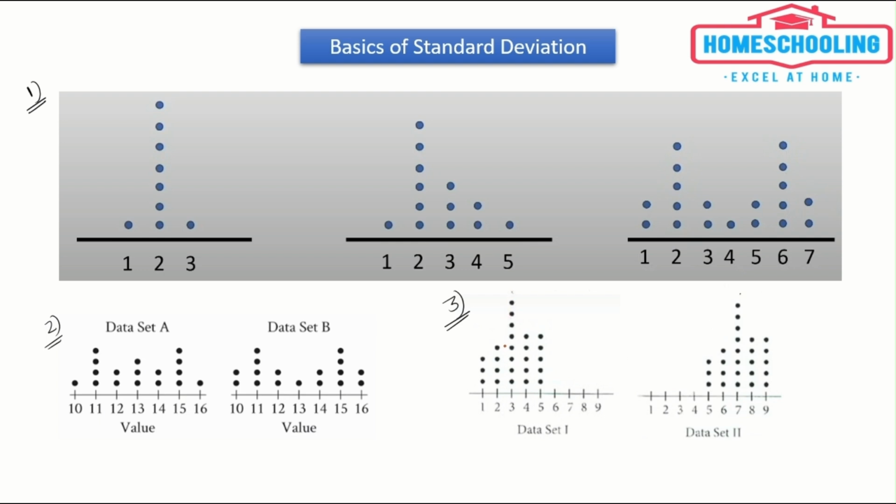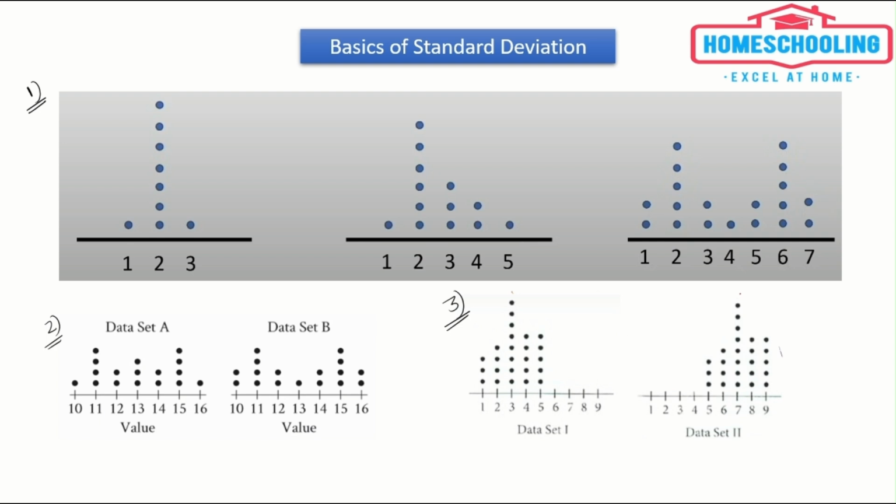And as we can see here, we have 4 data points and 3 data points on the left side. Similarly here, we have 4 data points and 3 data points on the left side. And on the right side, we have 5 data points. And also here, we have 5 data points on the right side. So this is where the standard deviation is equal.